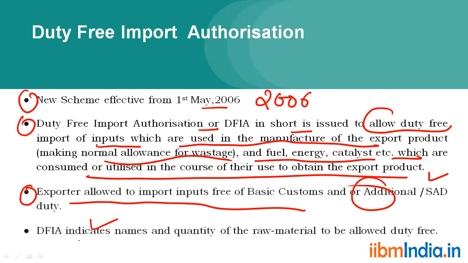Exporter allowed to import inputs free of basic customs and additional SAT duty. And DFIA indicates the names and quantity of raw material to be allowed duty free. So whatever raw material we are importing from across the globe for production meant for export, as per the DFIA we have to indicate the name and quantity of the raw material to be allowed duty free.